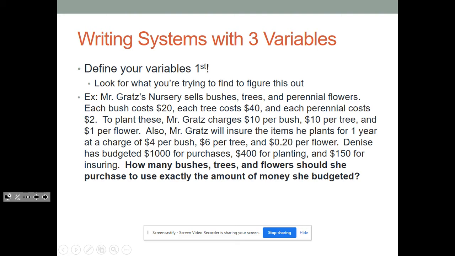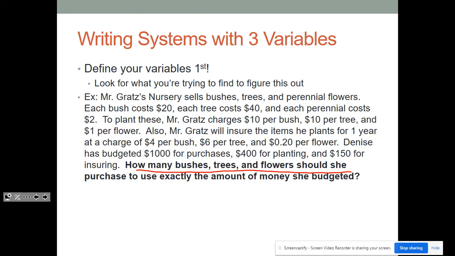Lady named D Nice comes and she's budgeted $1,000 for purchases, $400 for planting, and $150 for insurance. We've got all this information. What we're asked to find is how many bushes, trees, and flowers should she purchase to use the exact amount of money she has. Okay? So as you do these, again, what are we trying to find out? This is what we're trying to find out. So that's my X, my Y, and my Z.